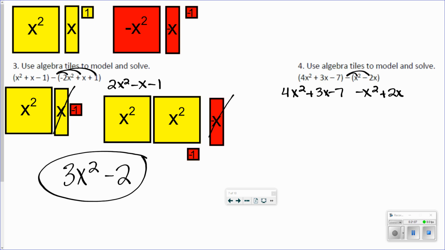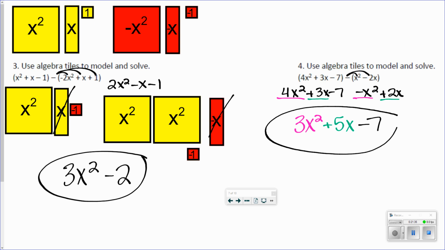So when we combine like terms, x squared combined. If we had modeled that out, it would still have a bunch of squares. How many x squareds are there? 3, because one of them would be canceled out. So 3x squared. What about the x's? 5x. And negative 7, there is no other constant, so it is minus 7.